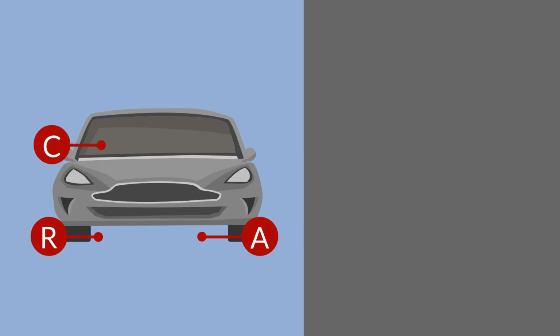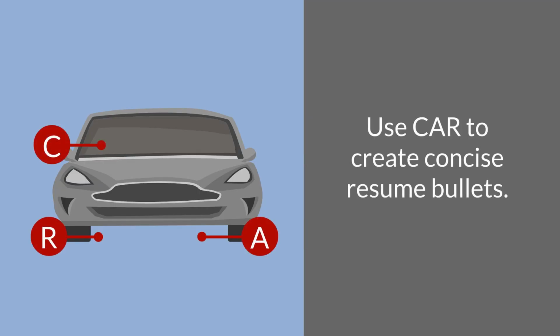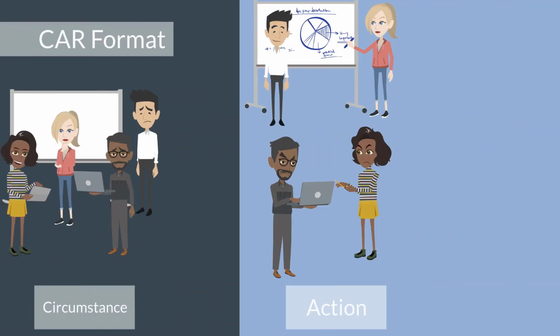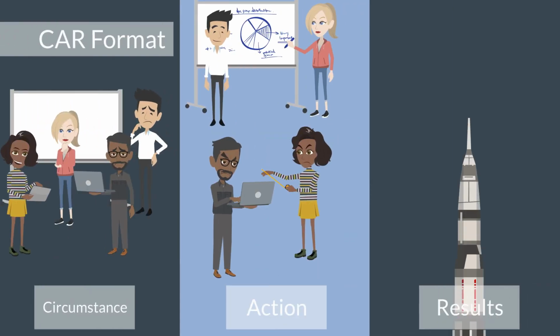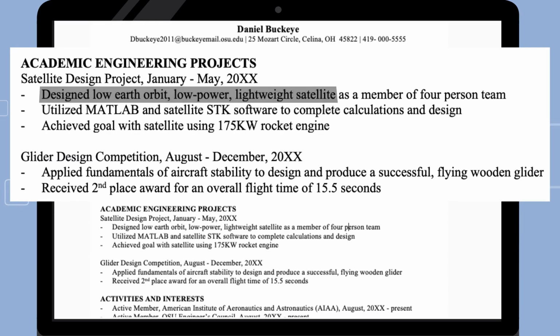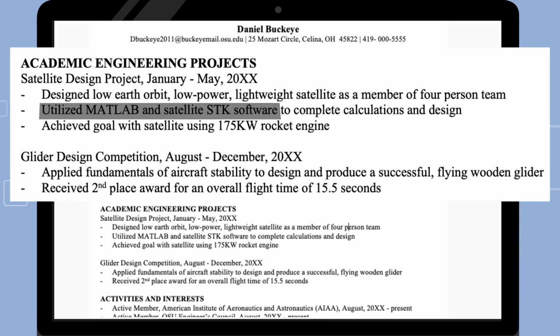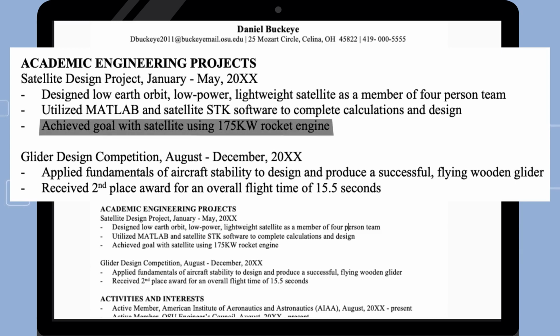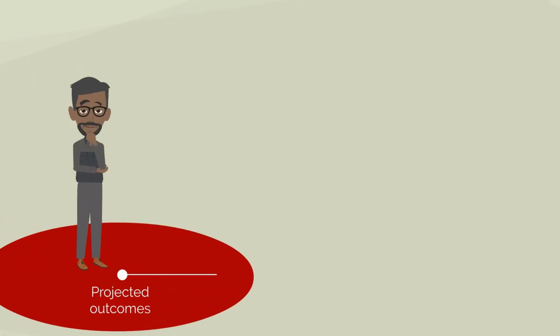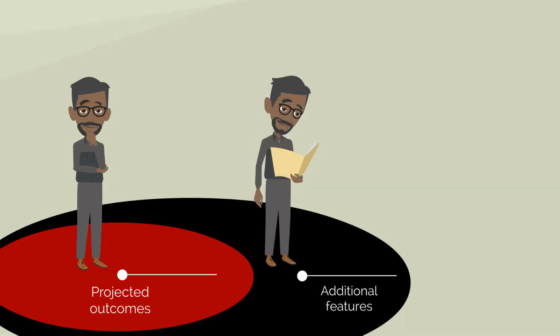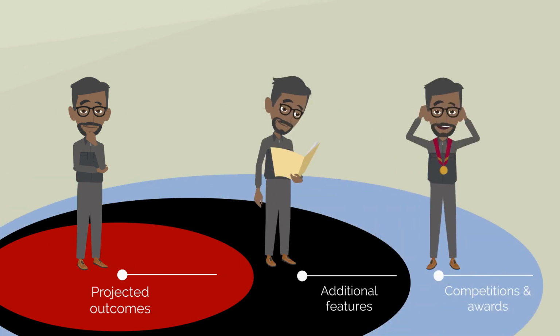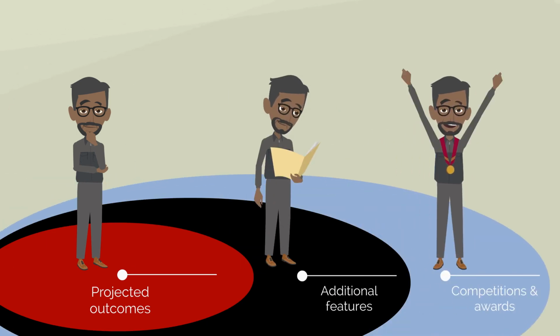Use the CAR acronym to create concise bullets describing your project on your resume. This stands for circumstance, action, and results. Explain the goal of the project and who you worked with. Describe the specific skills or software you use and the actions you took. And finally, outline the results. These might include projected outcomes, additional features beyond initial requirements, or even competitions and awards.